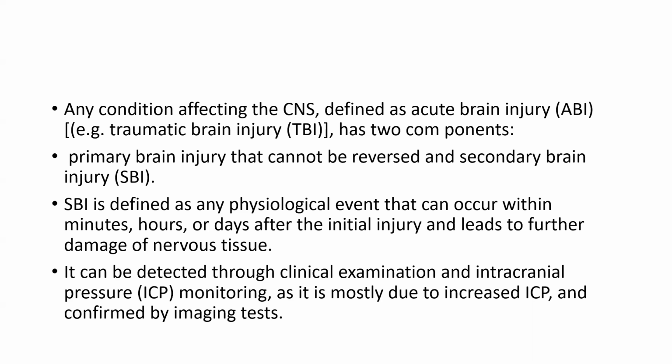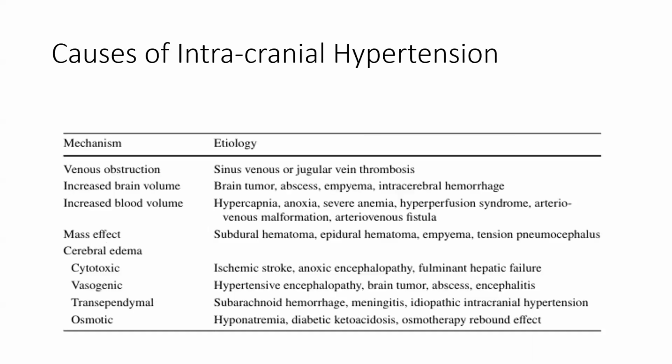It can be detected through clinical examination and intracranial pressure monitoring, as it is mostly due to increased ICP, and confirmed by imaging testing. Now, causes of intracranial hypertension. The first mechanism is venous obstruction. The etiology is sinus venous and jugular vein thrombosis. Then increased brain volume. Etiology is brain tumor, abscess, empyema, intracerebral hemorrhage.